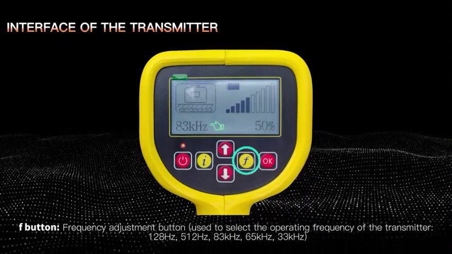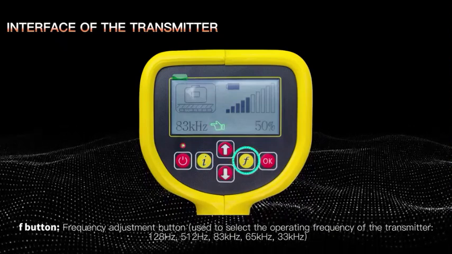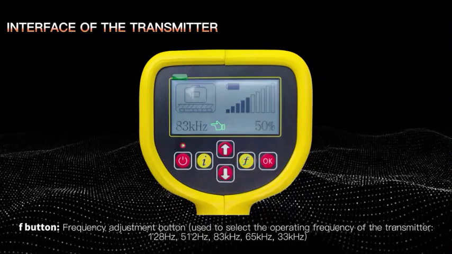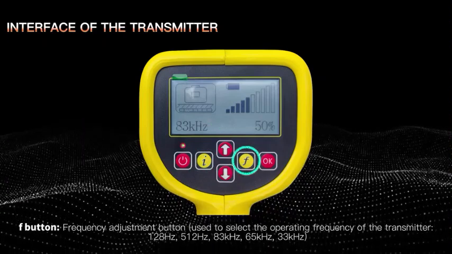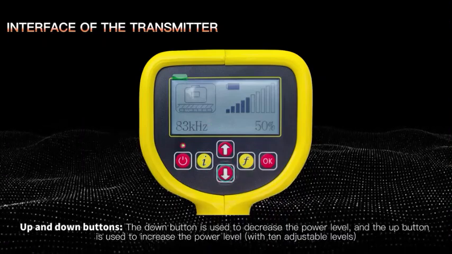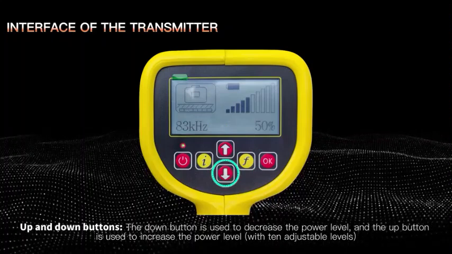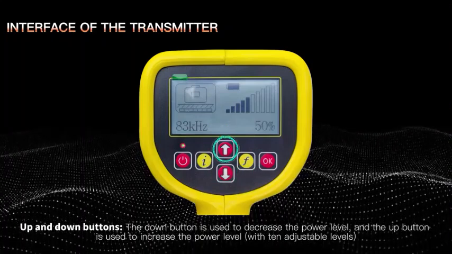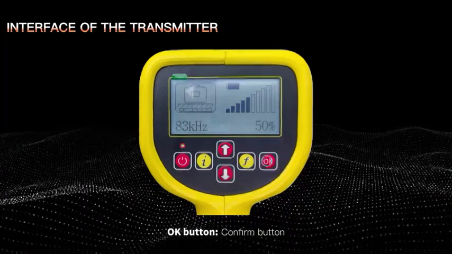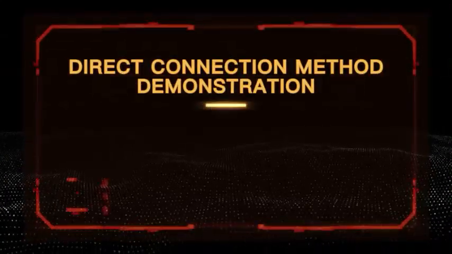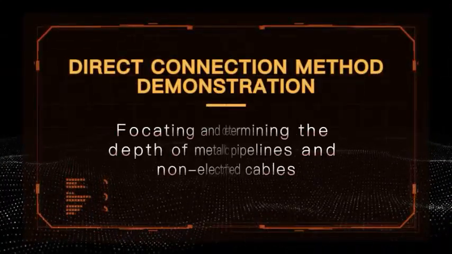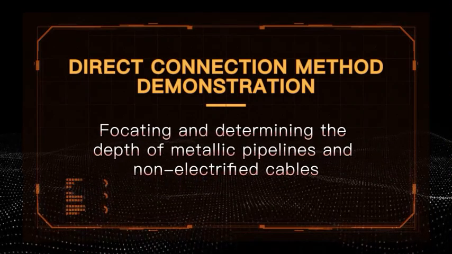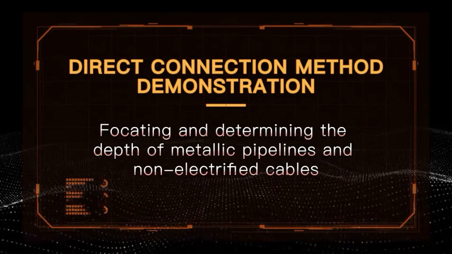128 Hz, 512 Hz, 83 kHz, 65 kHz, 33 kHz. Up and down buttons. The down button is used to decrease the power level, and the up button is used to increase the power level, with 10 adjustable levels. OK button. Confirm button. Direct connection method demonstration. Locating and determining the depth of metallic pipelines and non-electrified cables.